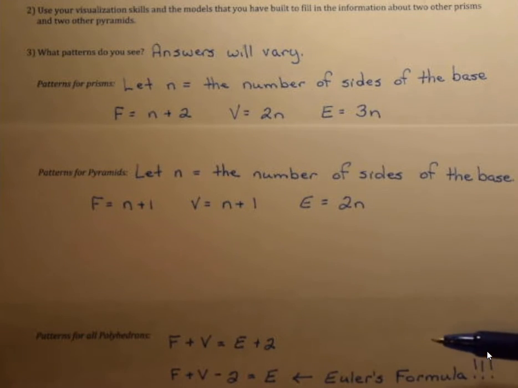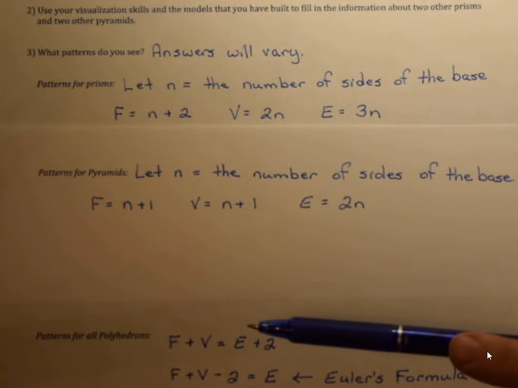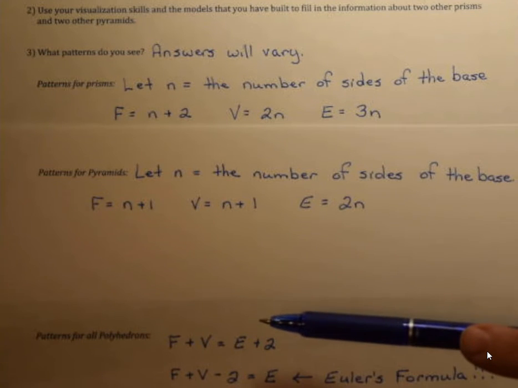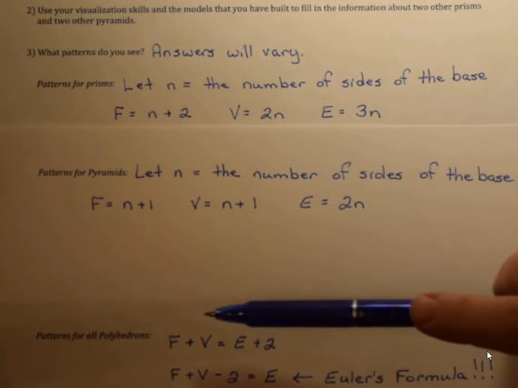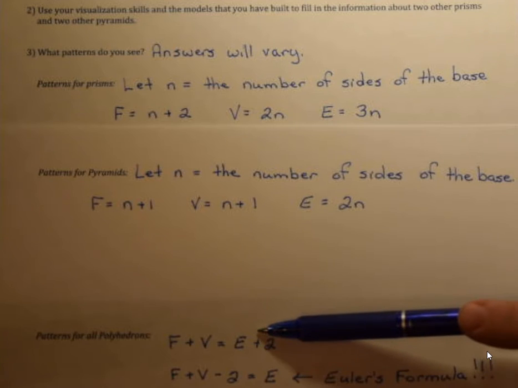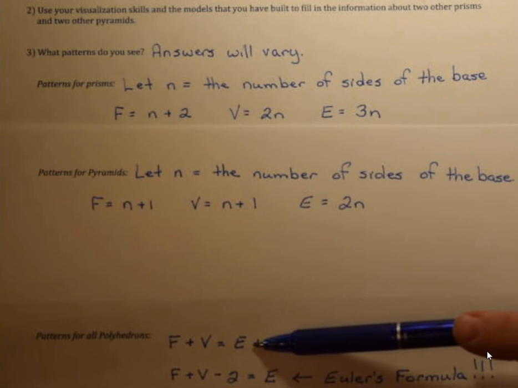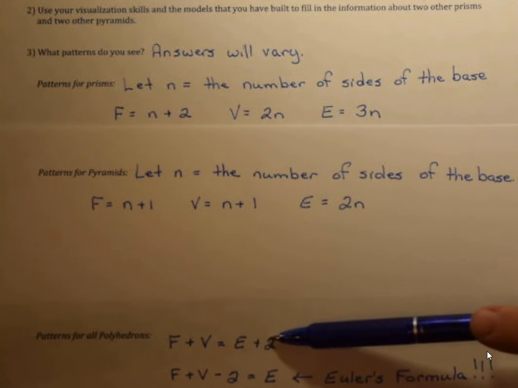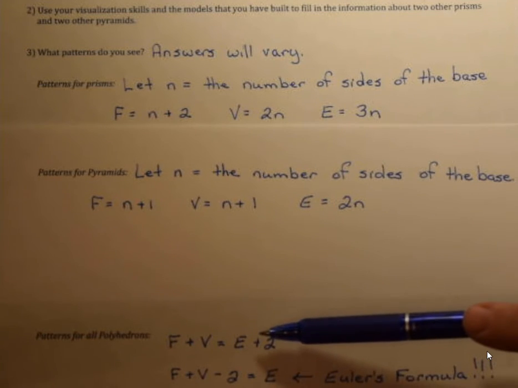Okay, for the patterns for all of the polyhedra, if you look at the number of faces, the number of vertices, the number of edges, I found this pattern. So the number of faces plus the number of vertices was equal to the number of edges plus 2. So it wasn't quite equal to the number of edges. I had to add 2 to the number of edges in order for it to be equal.